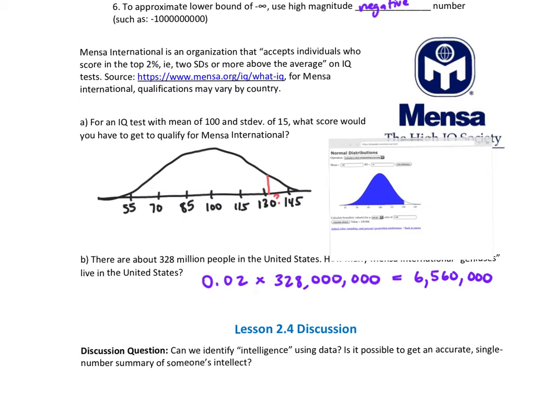And so here you would say, you need to score 130.8. So your score would need to be 130.8 to be in the top 2%.